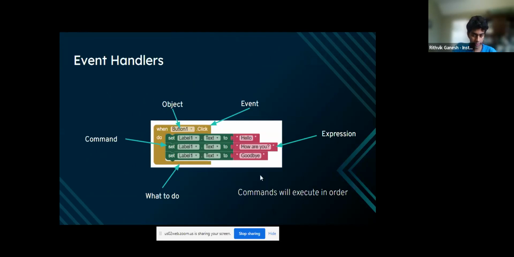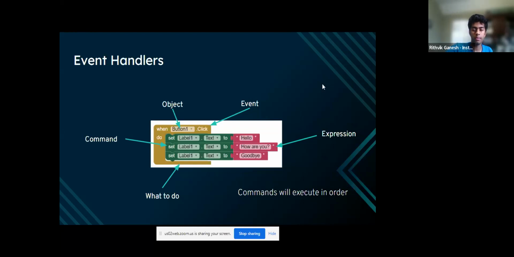Just to recap, we have event handlers. These do things when buttons are clicked, or they respond to some sort of user input. And remember, commands execute in order. Once we set this last label, there's no evidence that we set it to "how are you" earlier besides looking at this code. Once you change this label, it's changed. You can't really undo it besides reassigning it back to "how are you."